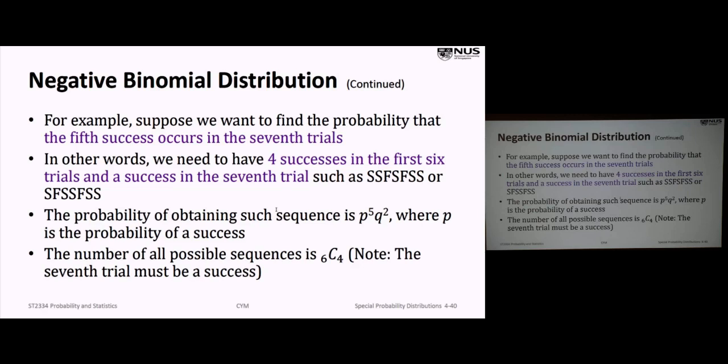You can think of it this way. Suppose you want to find the probability that the fifth success occurs in 7 trials. We have to have 4 successes in the first 6 trials and a success in the last one. For example, if you prefer, SSFSFSS or something else. The probability of getting this sequence is p to the power 5 times (1 minus p) squared, where p is the probability of success, and the number of all possible sequences is 6 choose 4, because as I said, the 7th trial is a success. This is just another way of explaining what I just told you. If you like this better, that's definitely okay. We're just trying to convey the idea.